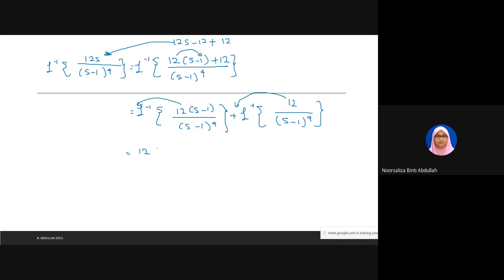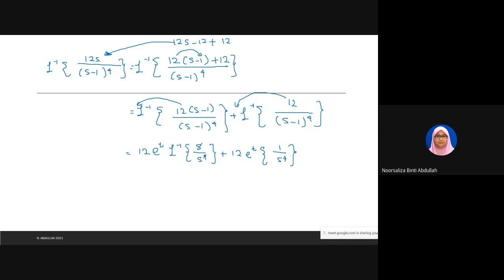Okay. So A awak 1, exponent T. Okay. So you have to find the inverse of. So dekat dalam ni you just have S over S kuasa 4. Okay. Then plus 12. This one also exponent T. 1 over S kuasa 4.